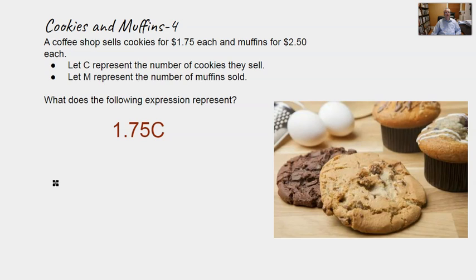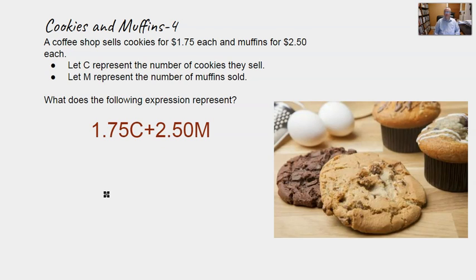All right. Here we go. This one's the cookies. So I'm sure you kind of recognize this one. So on this one, C is the number of cookies they sell. This is how much they make for each one. So when we multiply these two quantities, we get the total amount they made from cookies. Okay, so this is interpreting the expression, kind of looking at what the variables mean and thinking, what are we doing with them?